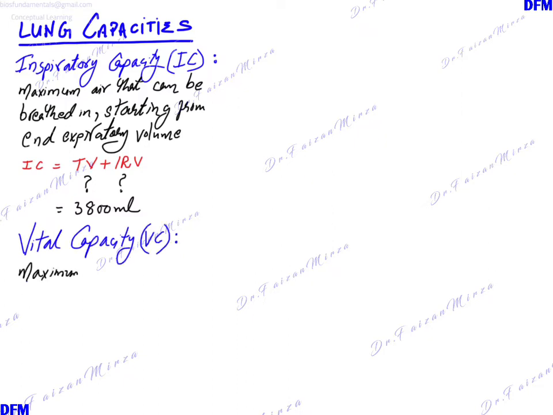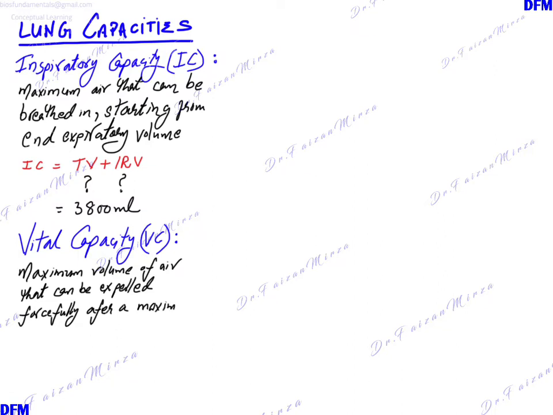VC, or vital capacity. This is the maximum volume of air that can be expelled forcefully after a maximum deep inspiration. When calculating vital capacity, we add IRV, ERV and TV, the three volumes together, and the value comes out to be 5000 ml.